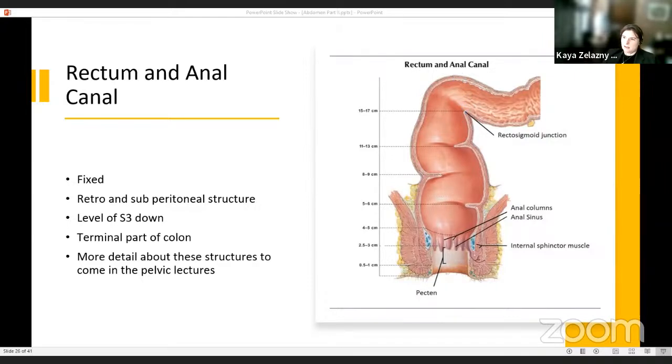Now, these next structures are going to be retroperitoneal and subperitoneal, so below the lining of the peritoneum, and we'll find them at the level of S3 on down. They are the terminal part of the colon. These are structures that allow us to defecate, so to actually expel these waste products. We'll go into more detail on their structures as we talk about the pelvis.